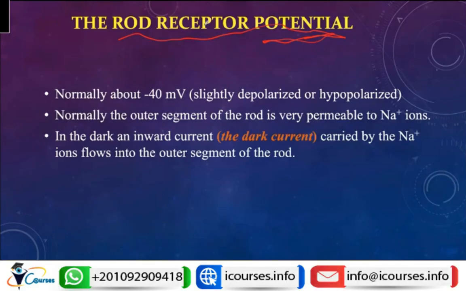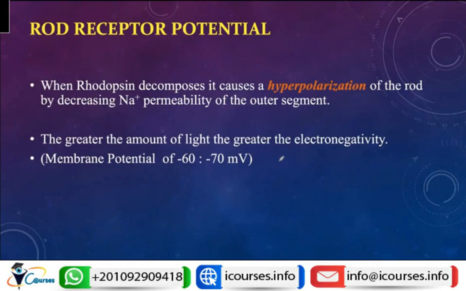Normally, the rod receptor potential in the dark is about minus 40 millivolts. So in this condition, it is slightly depolarized or even hypopolarized. This means that the membrane is slightly negative. This occurs because the outer segment of the rod is very permeable to sodium ions. And in the dark, there is an inward current called the dark current, which occurs due to the sodium influx into the outer segment of the photoreceptors, or outer segment of the rods.